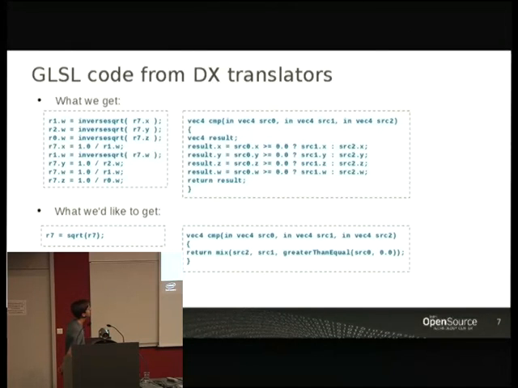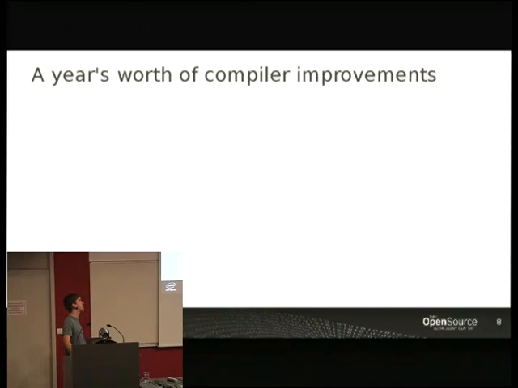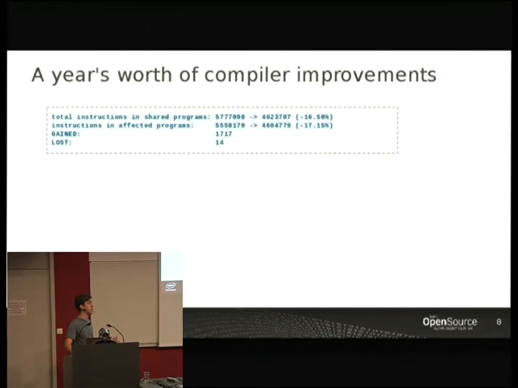So perhaps because of a lot of code like this, or maybe in spite of it, we've made some really significant improvements in our generated code over the last year. So I ran ShaderDB on a version of Mesa from October 18th of last year. It's on the commit where we turned on GL 3.3 support. And then I ran it at the beginning of October. The results are pretty fantastic. From a series of really tiny improvements, we've cut 17% of instructions in programs in a year.